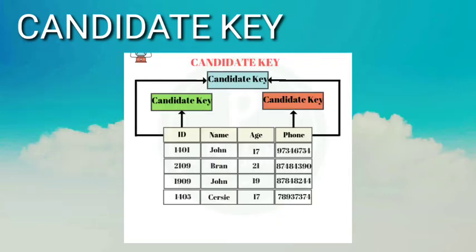So here you can see the example of a candidate key: the table containing the ID, where the unique records are filled in the ID field, and the phone number also contains unique records. So both of them can be said to be candidate keys for the table. However, one of them can be made the primary key for retrieving the records from the table.